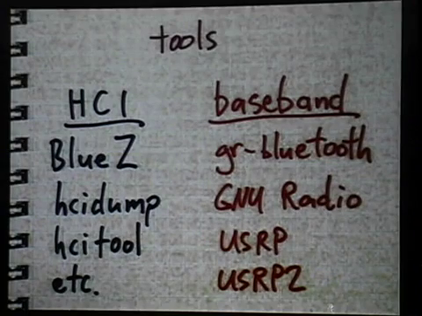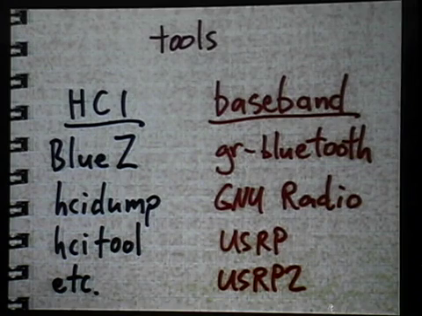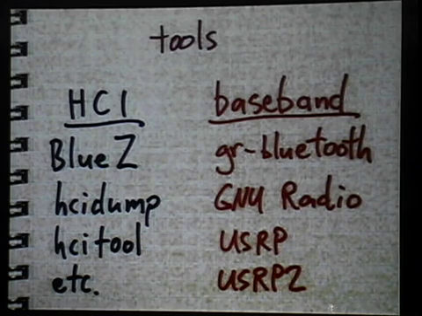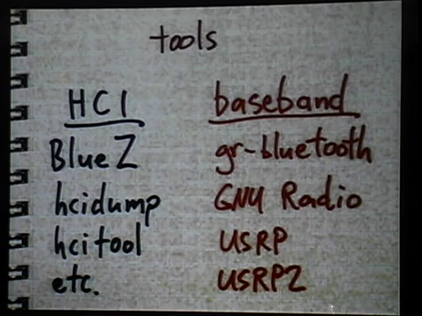If we want to explore these systems, we have two different avenues we can take. One is the HCI layer and the other is the baseband layer. The tools that I'm going to be talking about today fit into two categories. Some of them are HCI layer tools that are based on the BlueZ Linux Bluetooth stack. The others are baseband tools using the GR Bluetooth project, GNU Radio, and the USRP from Ettus Research.